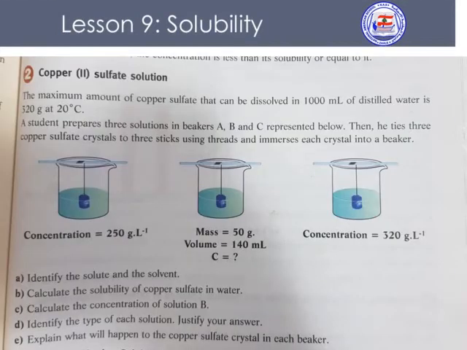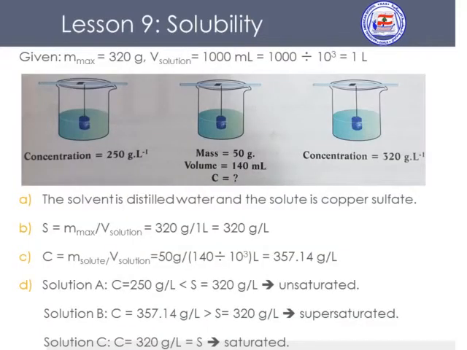Let's solve an exercise on your books, page 145, number 2. So you have a student, he prepared 3 solutions of copper sulfate, and in each solution he immersed or dropped a copper sulfate crystal, as you can see in the picture in front of you. As given, we have that the maximum mass that can dissolve in 1 liter of water is 320 grams. In part A, we have to determine the solvent and the solute in this solution.